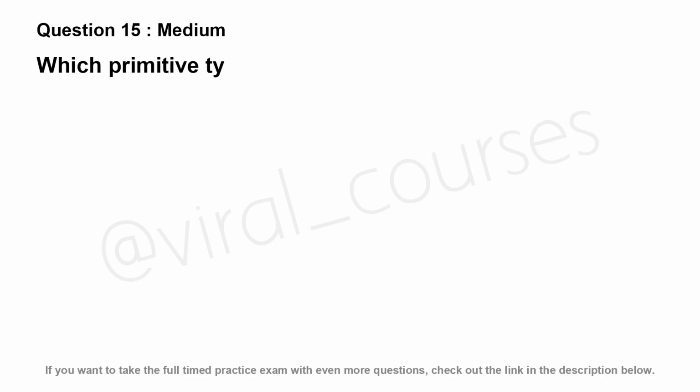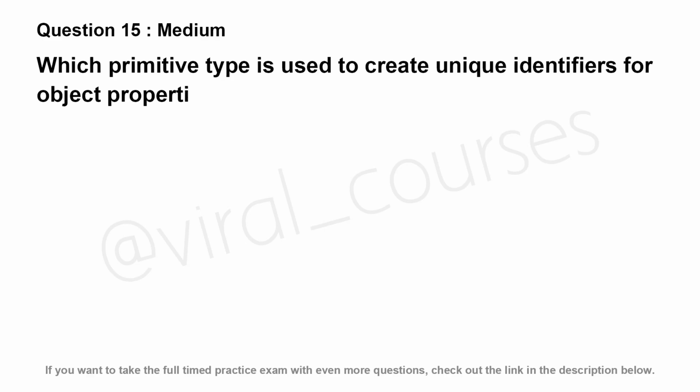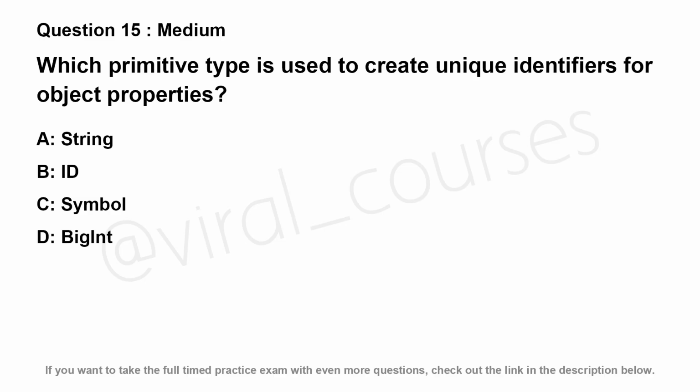Which primitive type is used to create unique identifiers for object properties? Option A, string. Option B, ID. Option C, symbol. Option D, BigInt.